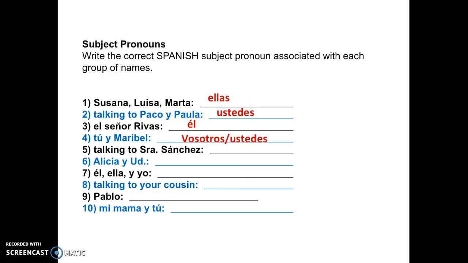If I'm talking directly to Señora Sanchez, I would use usted to speak to her formally. Alicia y usted, the two of you, y'all, I would use ustedes. Él, ella, yo, since this includes yo, I know that I'm talking about he, she, and I, which is we, nosotros. If I'm talking to my cousin, someone that I'm familiar with, I will use the tú form. If I'm talking about Pablo, him, I would say he, él. And if I'm talking about mi mamá y tú, the two of you, I would use ustedes.